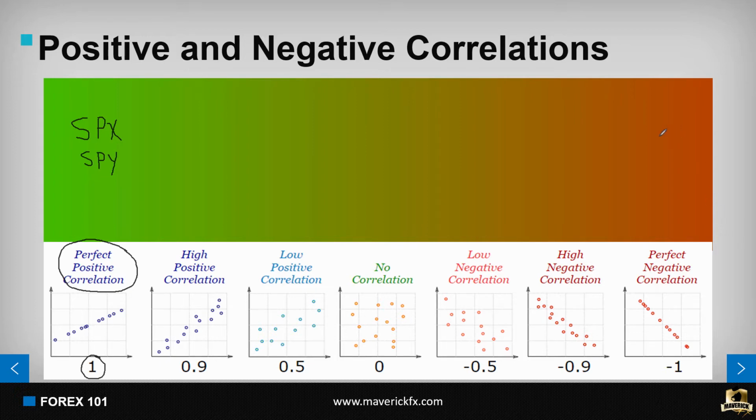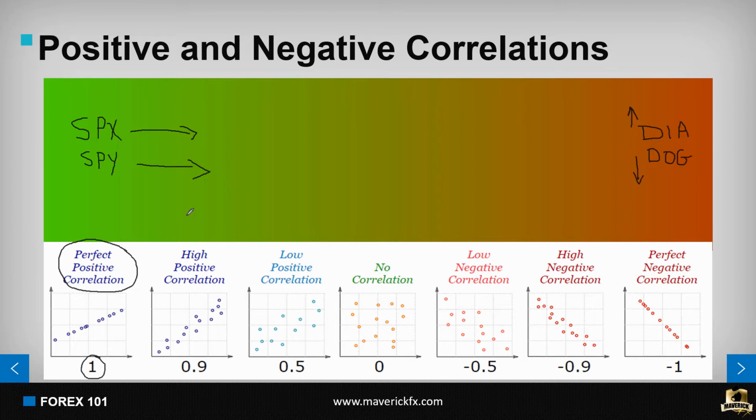Then if I took something like the DIA, which is the ETF for the Dow, and then something like the DOG, which is the inverse ETF of the Dow, these things would be negatively correlated. It means they move exactly opposite each other. So positive correlation means they move together. Negative correlation means they move opposite.